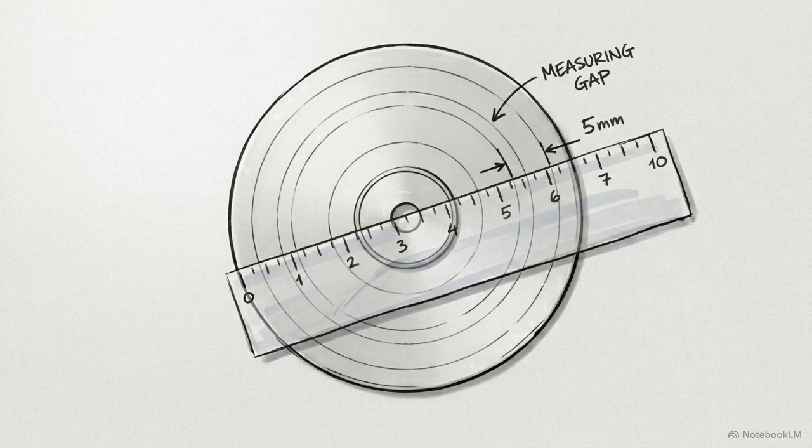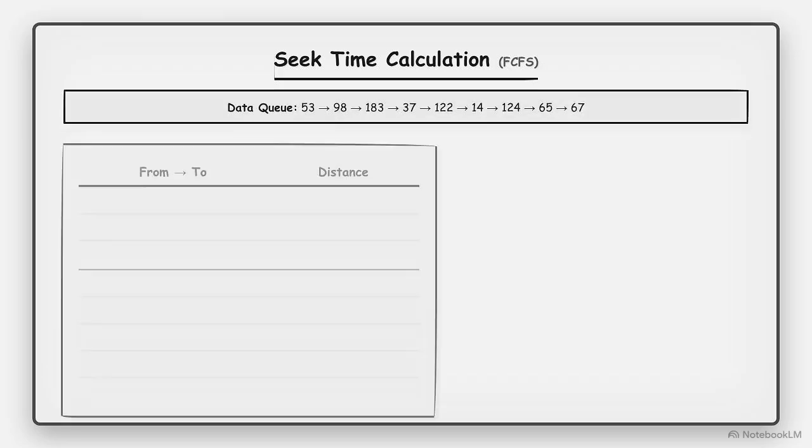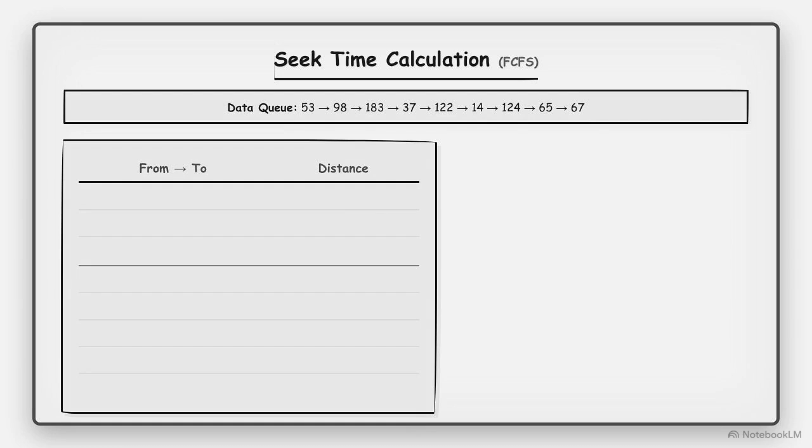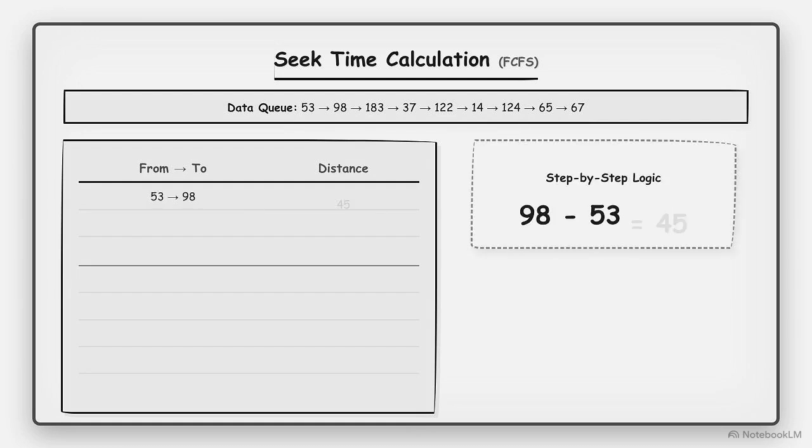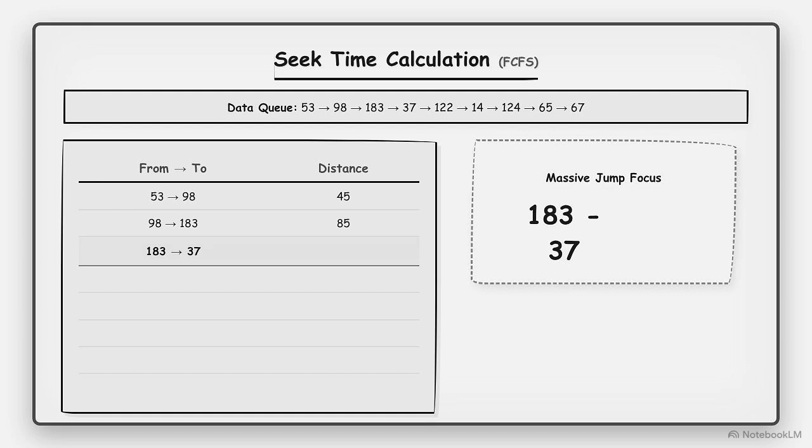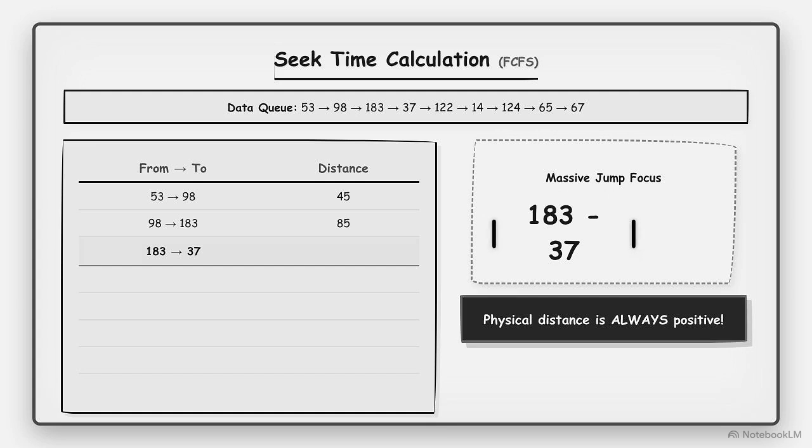Next, we need to calculate the physical distance the head travels between every single request. We do this by subtracting the adjacent numbers in our sequence. In this table, our first movement is from 53 to 98. The difference is 45. The next movement is from 98 to 183, which is a distance of 85. Now watch this third jump. The head moves from 183 all the way back down to 37. Always take the larger number and subtract the smaller one. Physical distance is an absolute positive value. Our distance here is a massive 146.